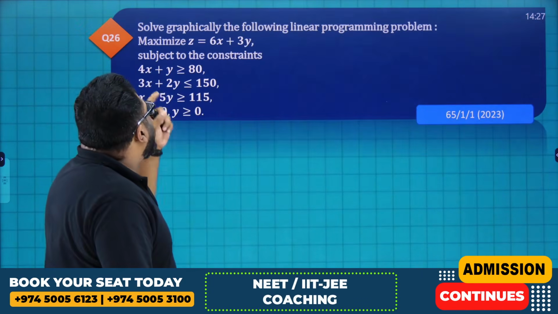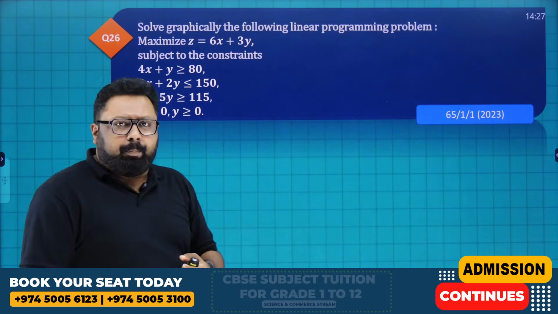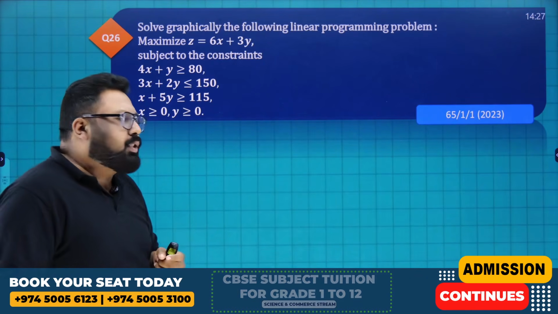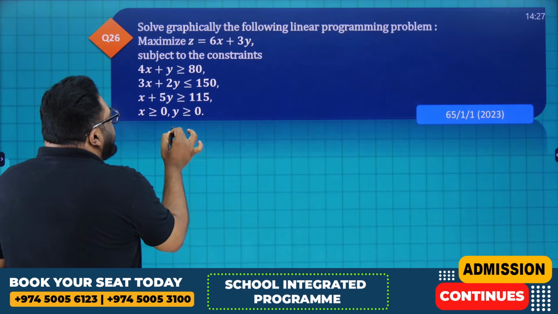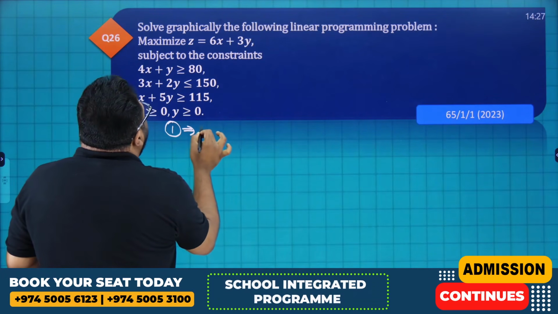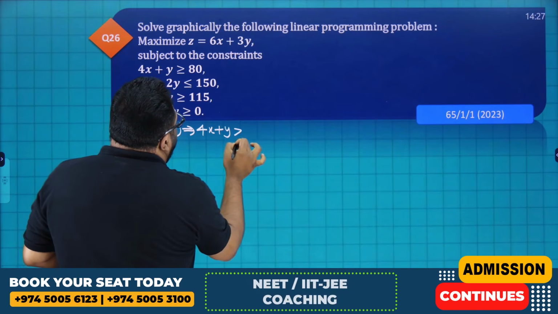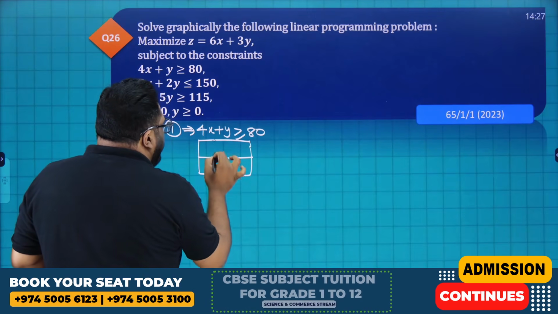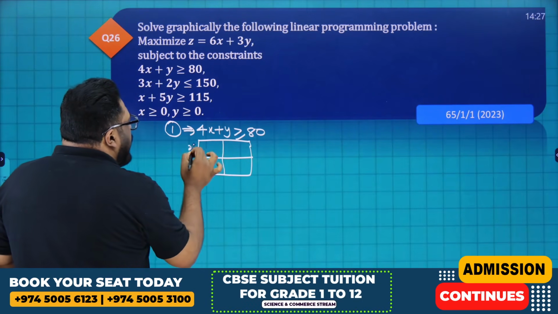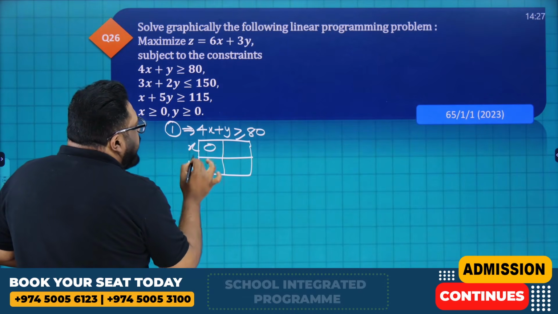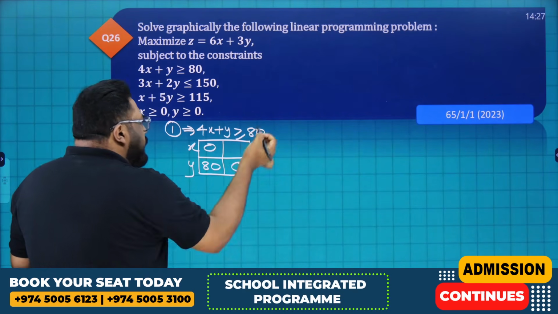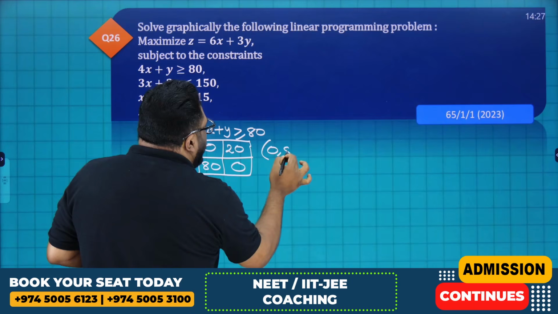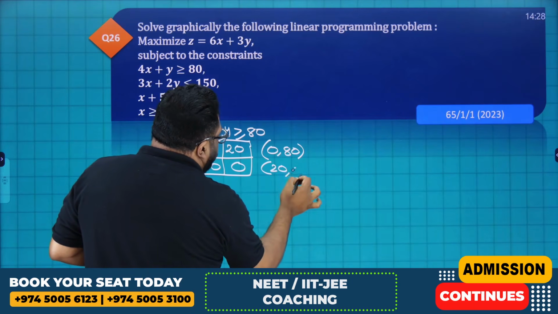Starting with question number 1, solve graphically the following linear programming problem. They have given you the objective function to maximize, and they're giving you 3 constraints here, my dears. The first constraint, equation number 1, is 4x plus y greater than or equal to 18. Let us find the intercepts for this line. When x is equal to 0, y is equal to 80; when y is equal to 0, x is equal to 20. So my first intercepts are (0, 80) and (20, 0).